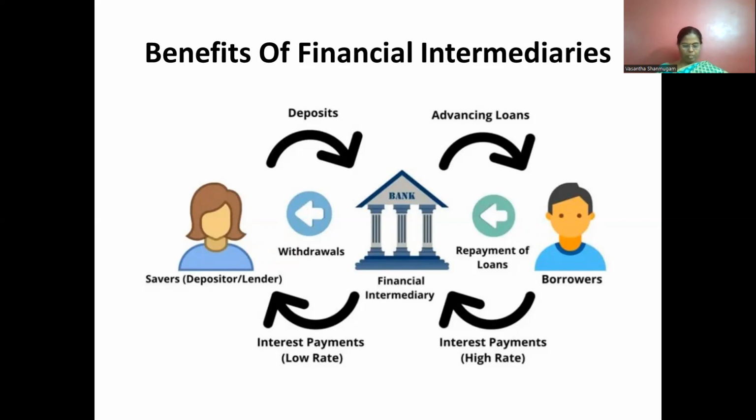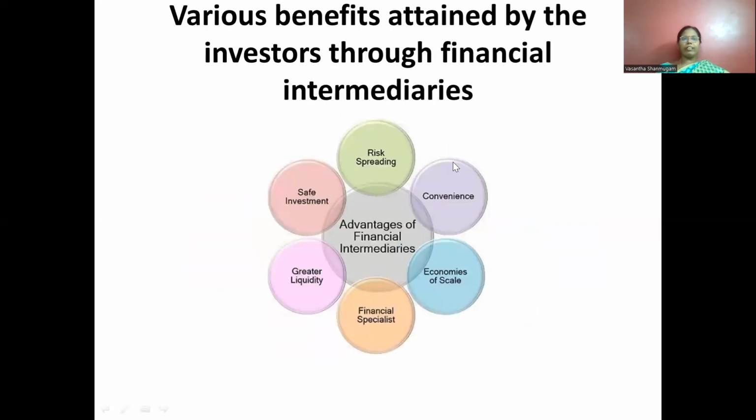Now, what are the various benefits attained by the investor through intermediaries? These financial intermediaries help society as well as borrowers and savers. So what are the benefits of financial intermediaries? The benefits attained by investors are: safe investment, greater liquidity, financial specialist, economies of scale, convenience, and risk spreading. These are the main advantages.